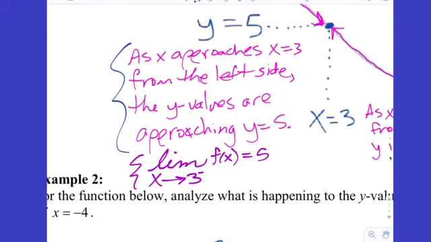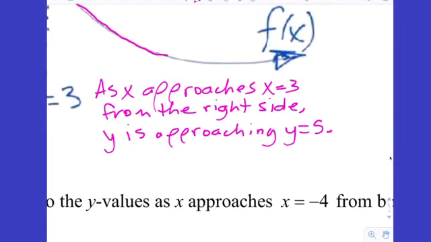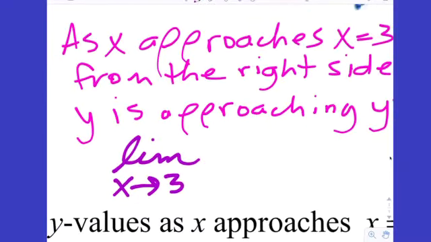get closer to 5. And similarly, what we'll say over here is the limit, LIM, as x approaches 3, the arrow means approaches. How do you think we're going to show from the right-hand side of 3? A little plus ionic charge looking thing, right? Because on a horizontal number line, positive numbers are found to the right. Bigger numbers are found to the right. Of f of x equals 5.